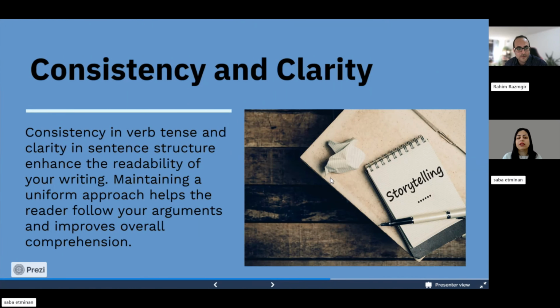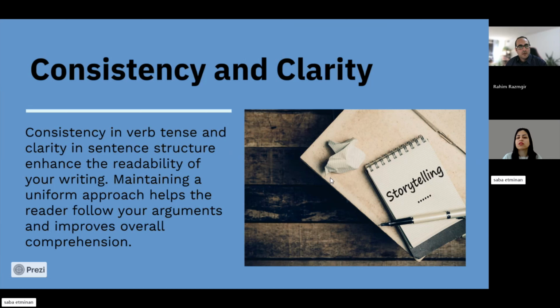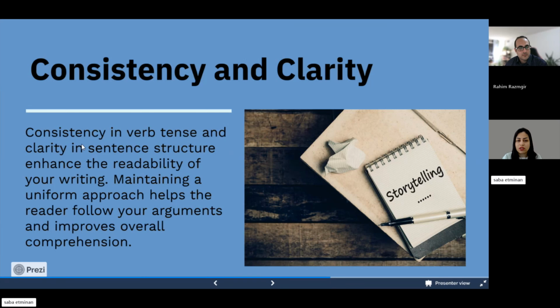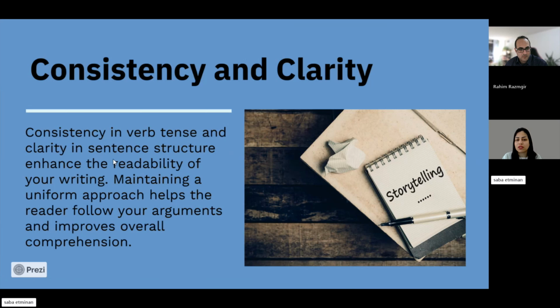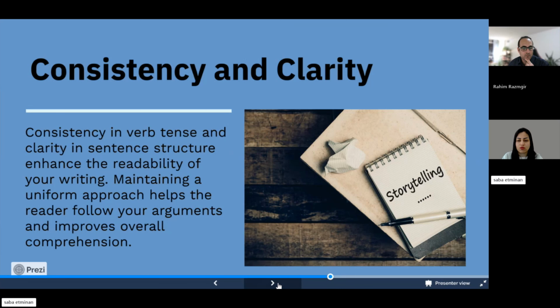Yes, of course. And then another element, which is the last, is consistency and clarity, of course. Consistency in verb tense and clarity in sentence structure enhance the readability of your writing. Maintaining a uniform approach helps the reader follow your arguments and improves overall comprehension. Again, cohesion and coherence, as we talked about, it's really important here. So the key point here is mistakes in grammar sometimes lead to problems with coherence and cohesion too. So it's not just messing with your grammar, but it's also messing with other criteria.